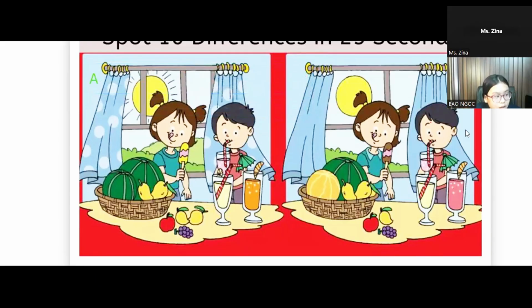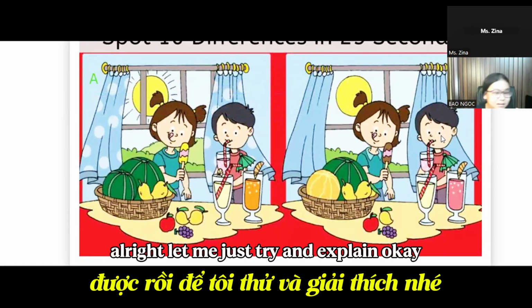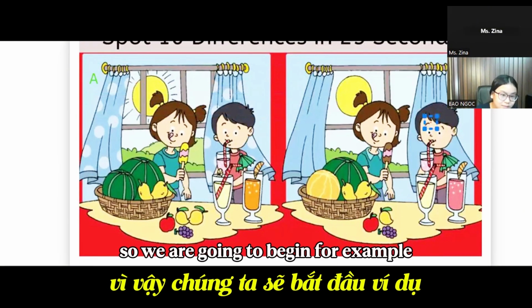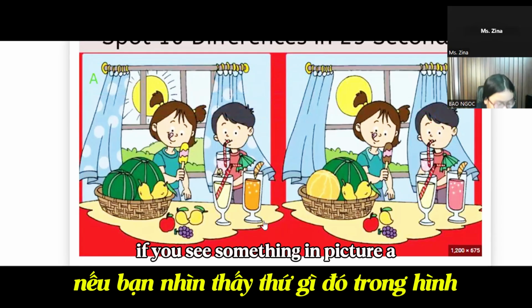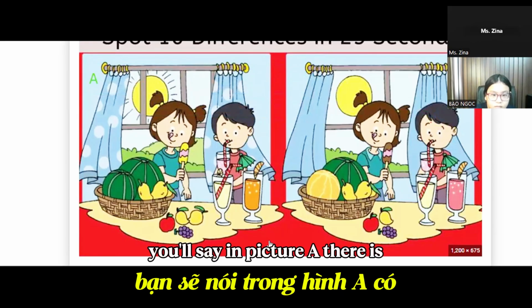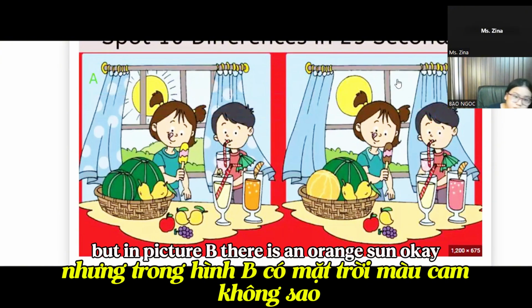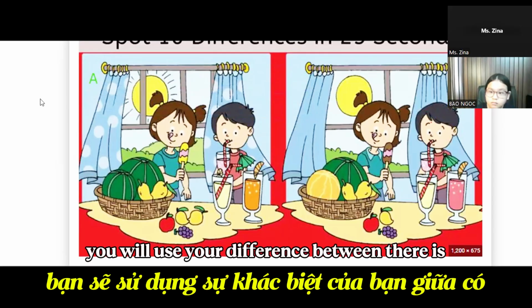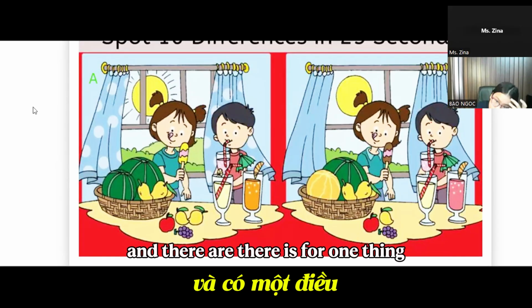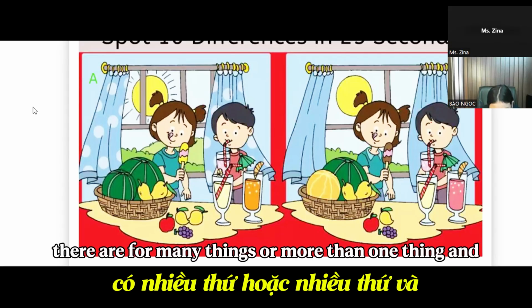Okay, hold on. All right, let me just try and explain. We are going to begin. If you see something in picture A, but it's not in picture B, you'll say, in picture A, there is, let's say, I'm just using a random example, there is a yellow sun, but in picture B, there is an orange sun. You will use the difference between there is and there are. There is for one thing, there are for many things, or more than one thing.